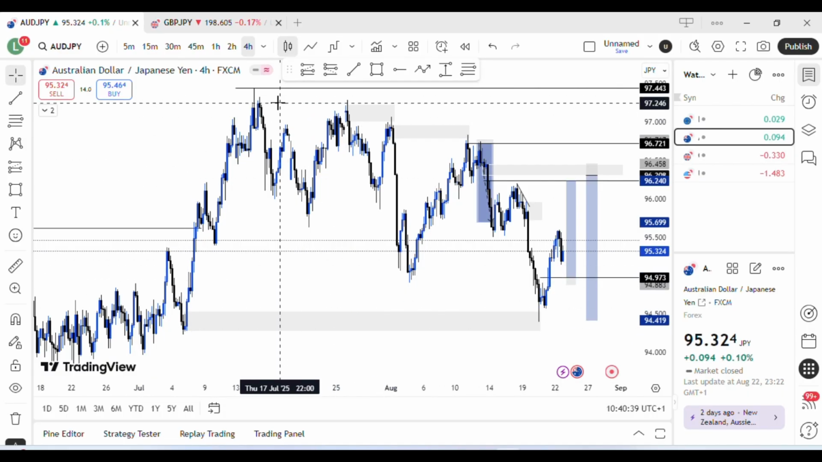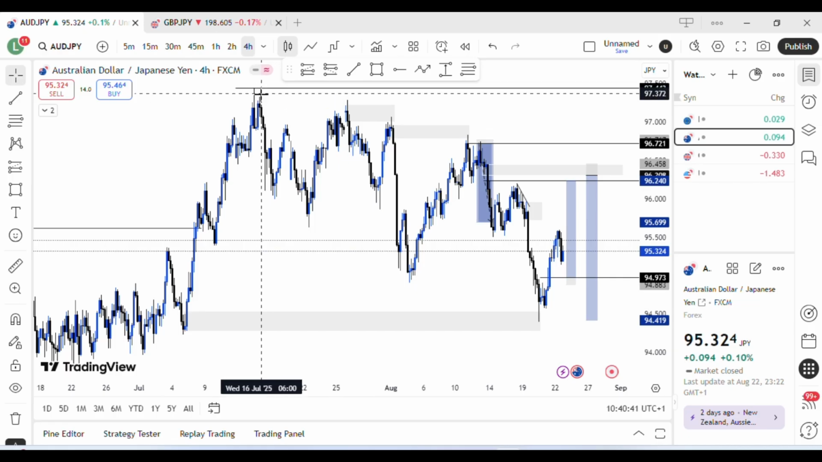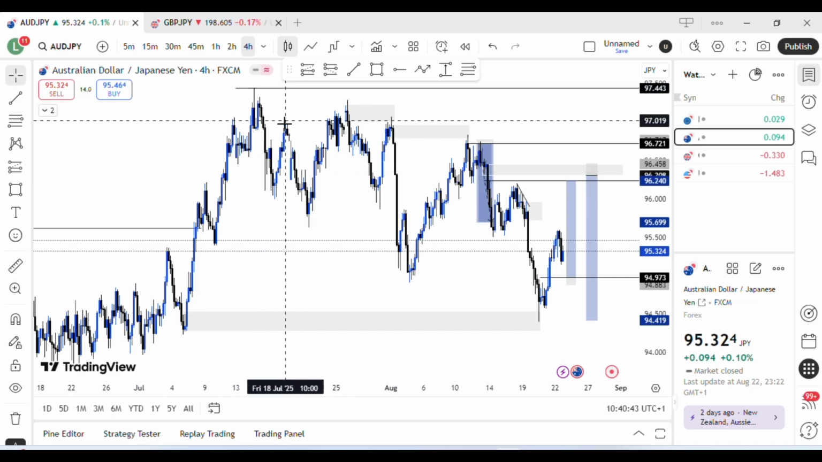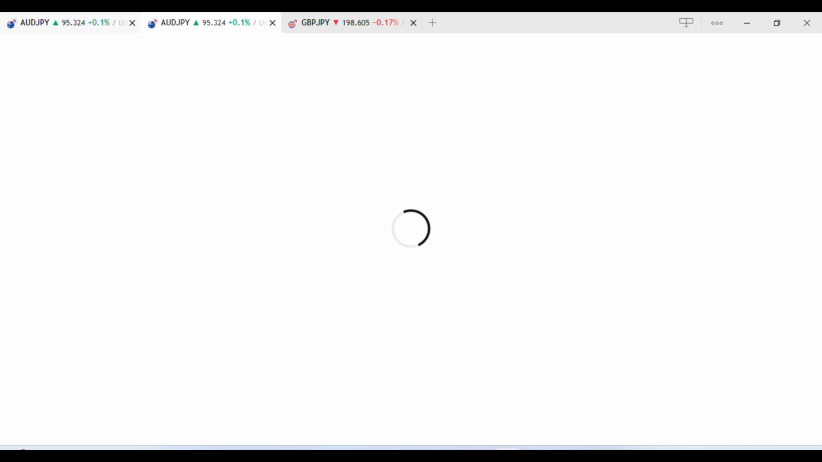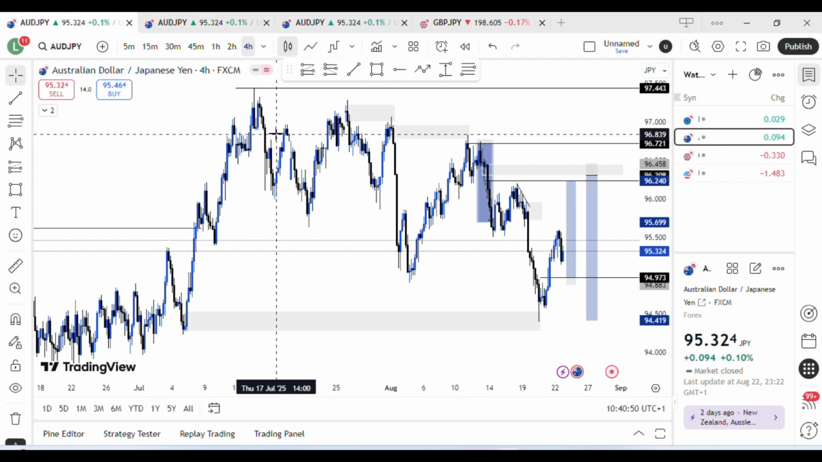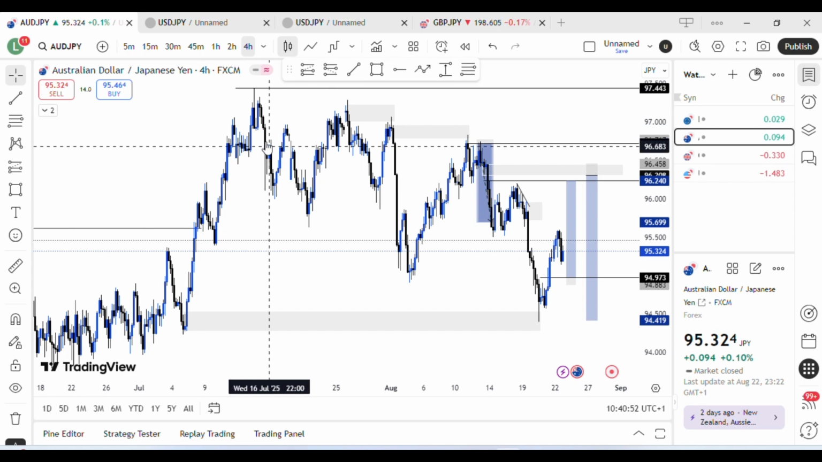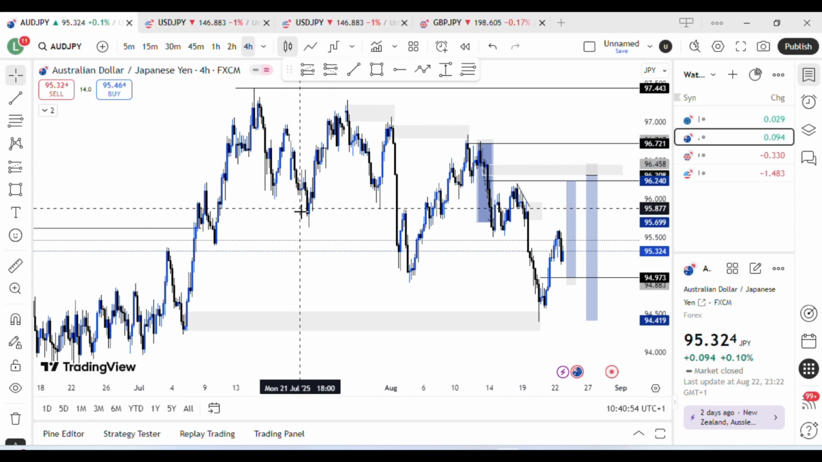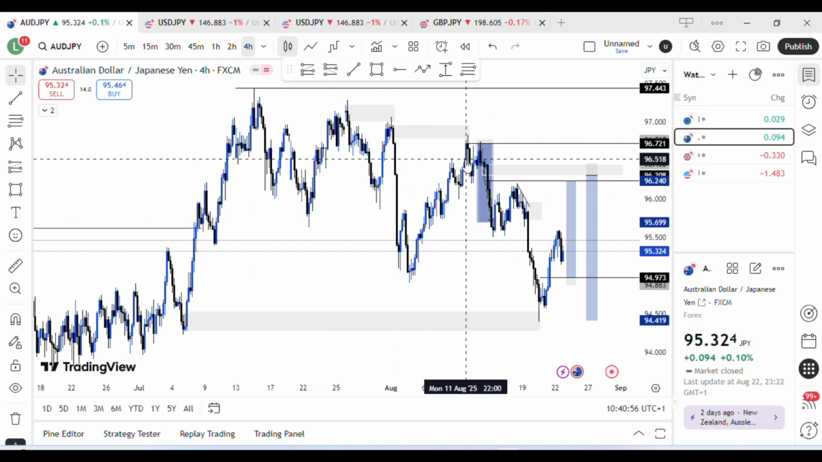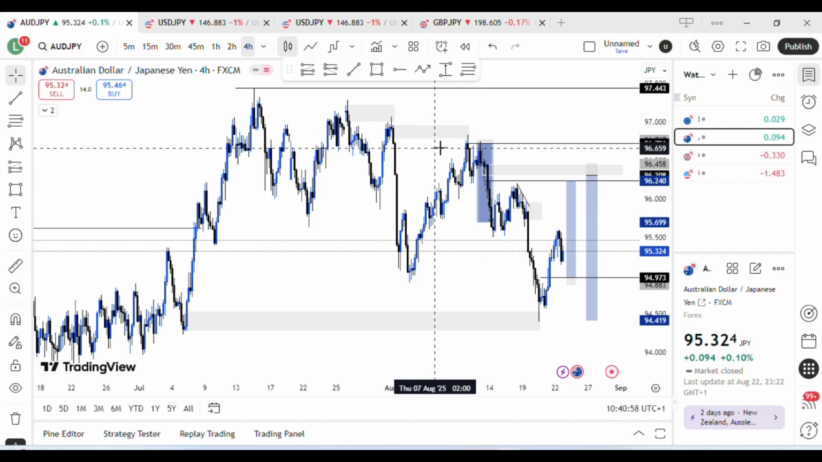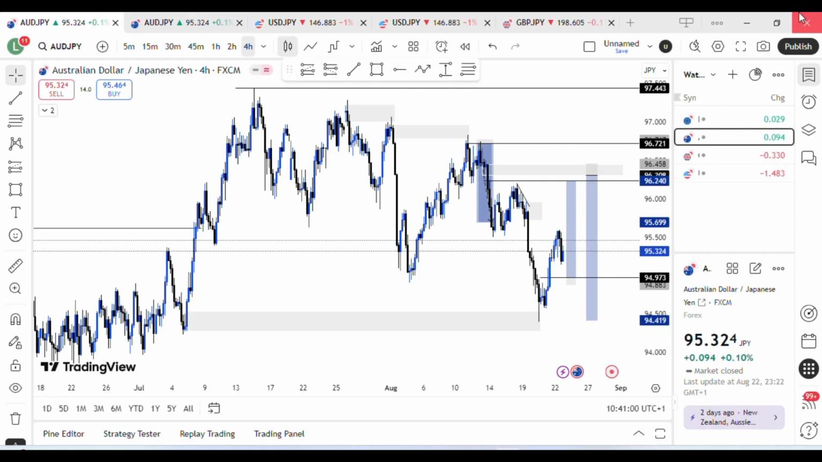And as you can see, when the market got here, to our protected high at that point, it made something like this. The market changed its way to the downside. So from this area, I sold the market.